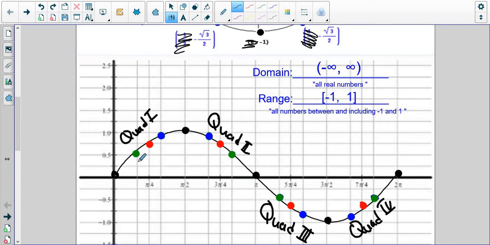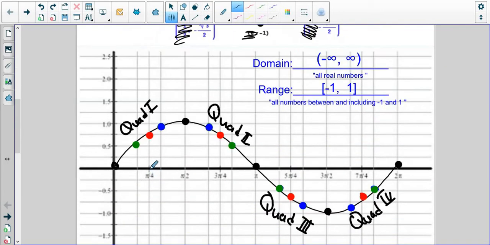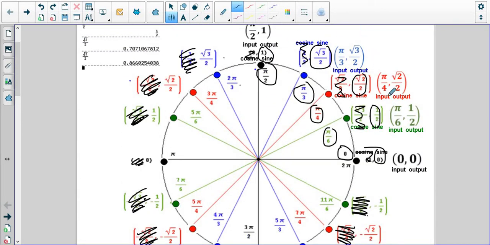So at pi over 6, I've graphed 0.5, just like you see here. At pi over 4, I've graphed root 2 over 2, but I graphed it as 0.707. And then at pi over 3, I have graphed root 3 over 2, but here it's graphed as 0.866. And then at pi over 2, I graphed 1. So right here are these points graphed from the unit circle.